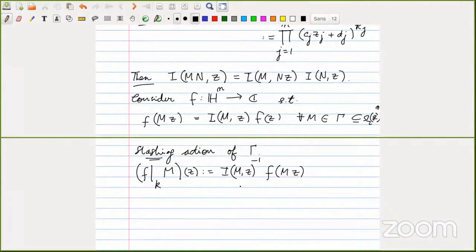And now once I have this, we can discuss Fourier expansions of f at the cusp. So now this one is about the Fourier expansion of f at the cusp.